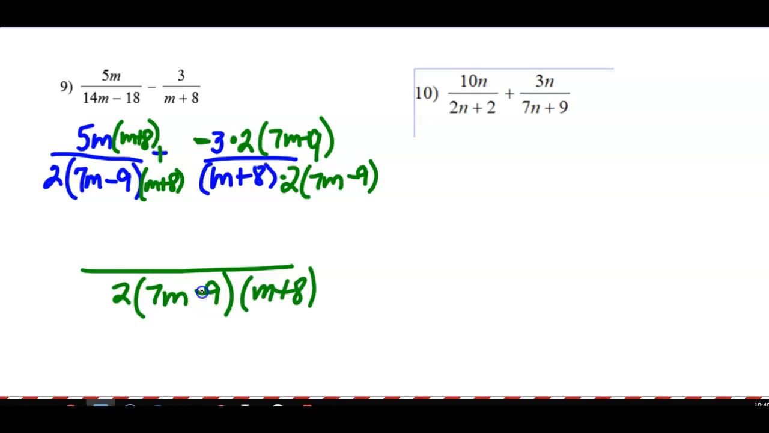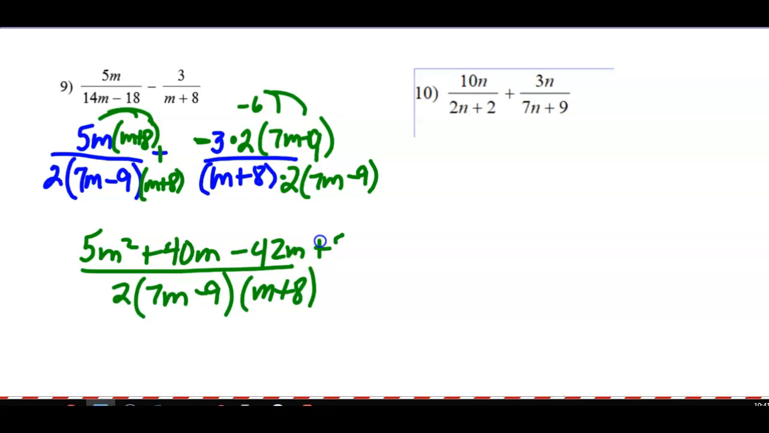Guys, we're not solving, we're just simplifying expressions here. There is no equal sign, and the denominator does not go away. It's still there. All right, up top, if we distribute, we get a 5m squared plus 40m. Over here, this becomes a negative 6. So when I distribute a negative 6 through here, I get a negative 42m plus 54. Because remember, this was a negative 6.